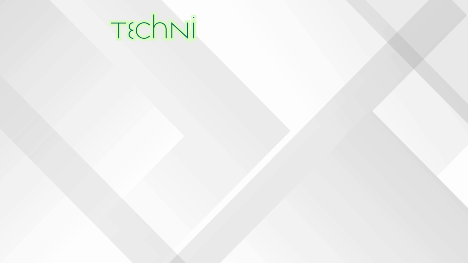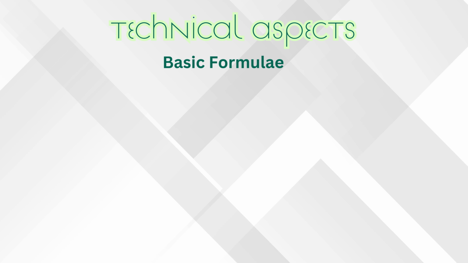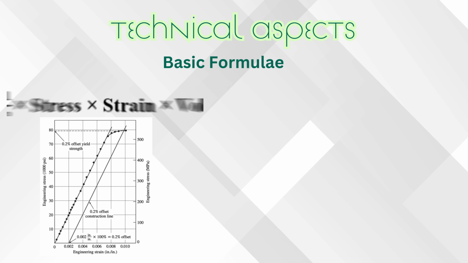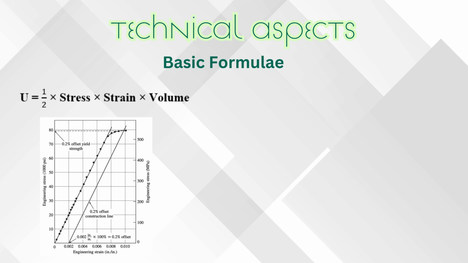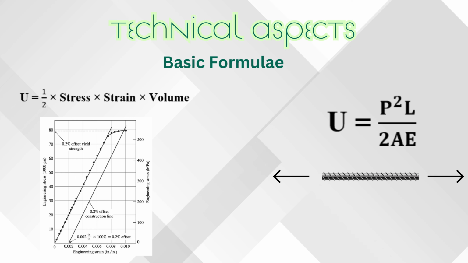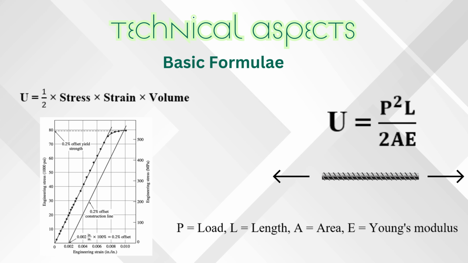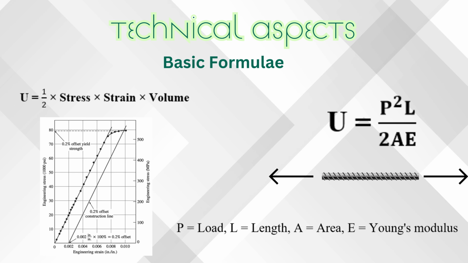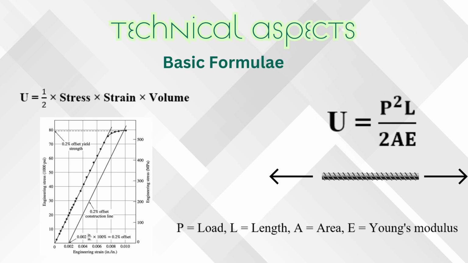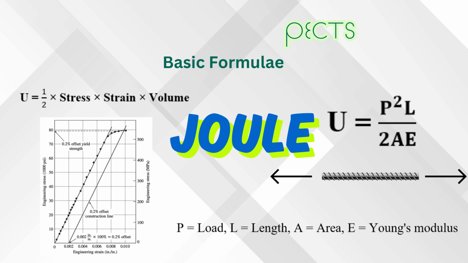Let's get a bit technical, but not too much. The basic formula for strain energy in a linear elastic material is U equals a half times stress multiplied by strain multiplied by volume. Or if you're working with axial loads, U equals P squared times L over 2 times A multiplied by E, where P equals load, L equals length, A equals area, E equals Young's modulus. The unit of strain energy is joules, J, just like any other form of energy.